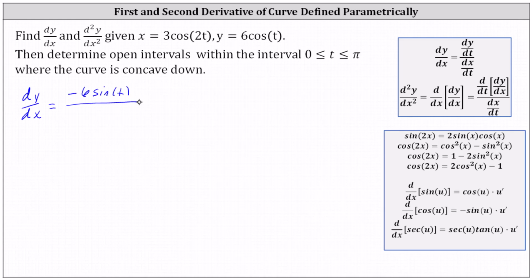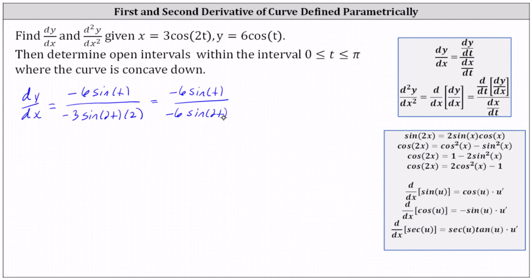And for the denominator, dx dt equals the derivative of 3 cosine 2t with respect to t, which requires a chain rule. The derivative is 3 times negative sine 2t times the derivative of 2t, which is 2, which gives us negative 3 sine 2t times 2, which equals negative 6 sine 2t. So dy dx is negative 6 sine t, all divided by negative 6 sine 2t.